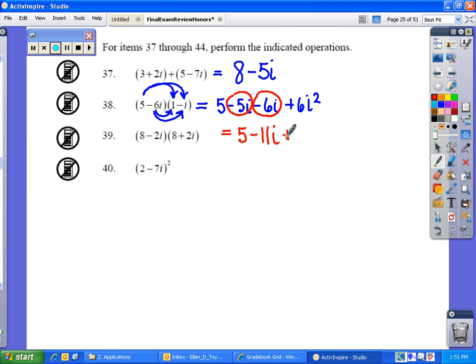One more step is required for these problems because there's an i squared. Remember, the definition of i is the square root of negative 1. Therefore, i squared is equal to negative 1. Anytime we see i squared, we need to replace it with a negative 1. 6 times negative 1 is negative 6. And now we can add that to the constant 5, and we'll get negative 1 minus 11i.